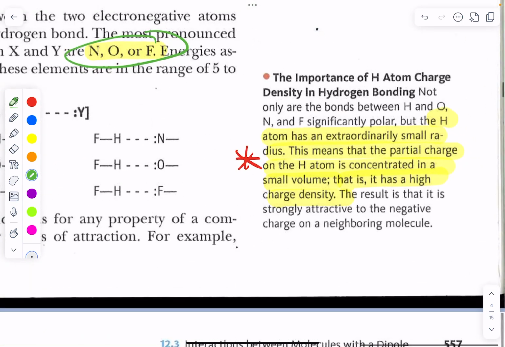So reading over here, the hydrogen atom has an extraordinarily small radius. This means that the partial charge in the hydrogen atom is concentrated in a small volume. In other words, it has a very high charge density, the density of the charge. Not the density of the mass, but the density of the charge.